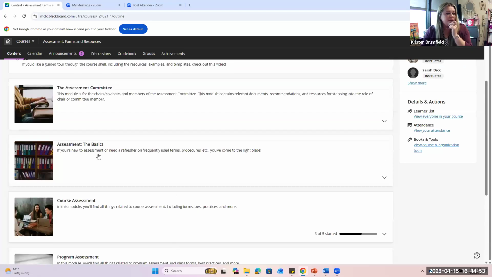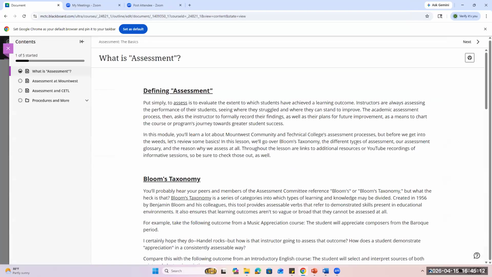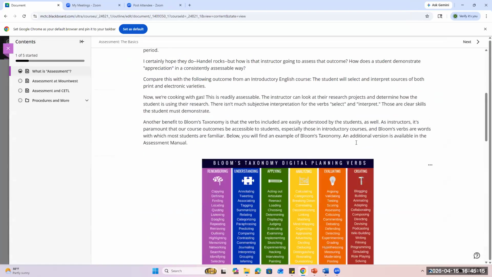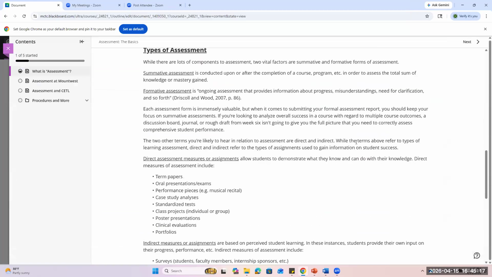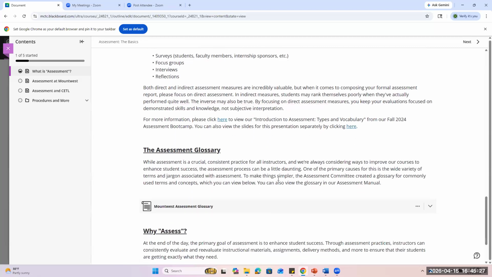Morgan, is there any of these that I should maybe show? I would just pop into assessment basics just to give them an idea. The way that this is set up is we've got different modules with different kinds of information. The section you're seeing right now is very similar to what we're doing right now: what is assessment, what does it look like at Mount West, what resources are available to you through the CETL. So let's say you want the information that you're getting right now, but you don't want to go back through the recording, which you'll have access to likely tomorrow afternoon once I get everything uploaded. You can also just go to Blackboard.